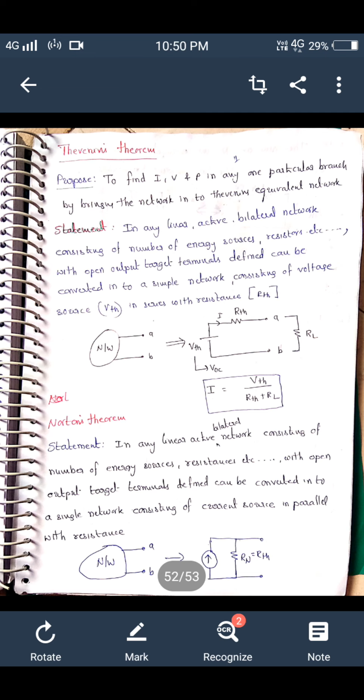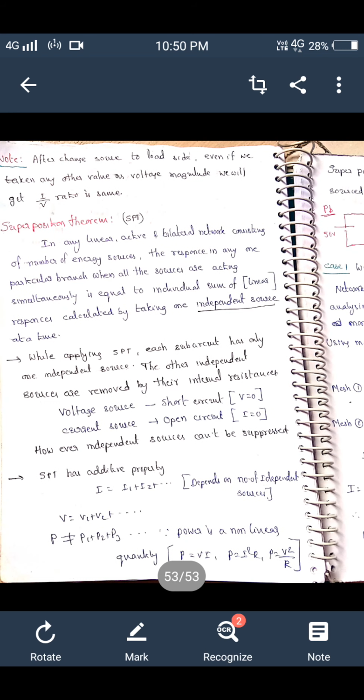Same as Thevenin's theorem, here also type 1, type 2, type 3 problems are there. Type 1 means only independent sources. Type 2 means mixed, a combination of independent and dependent sources. This is about Norton's theorem.